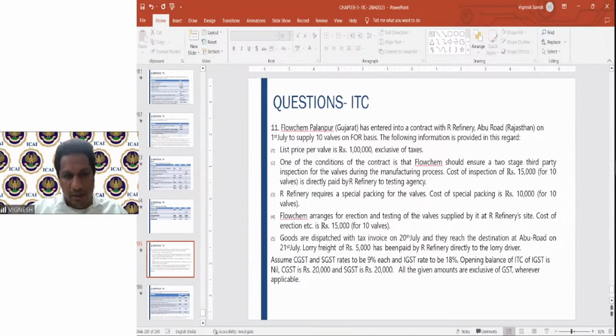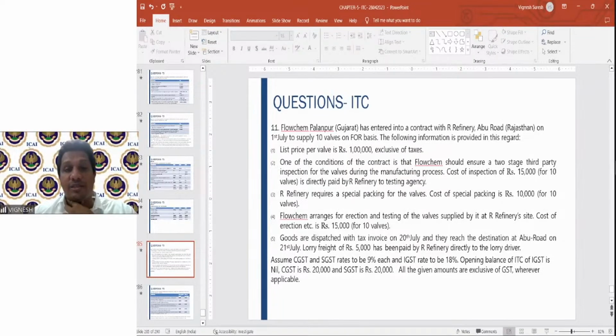Next one. Yeah, this is the last problem of the class and of the chapter. Let's go through it. Flochem Palanpur has entered into a factory contract with a refinery, Abu Road, Rajasthan, on 1st July to supply 10 valves on FOR basis. Following information is given. List price per valve is 1 lakh. One of the conditions is Flochem should ensure a two-stage third-party inspection. Cost of inspection is 15,000.